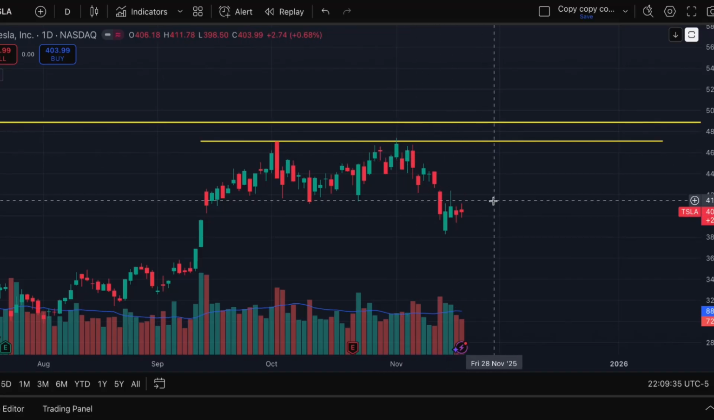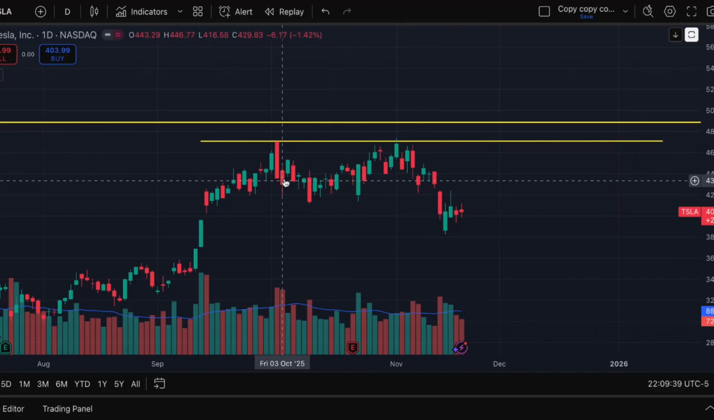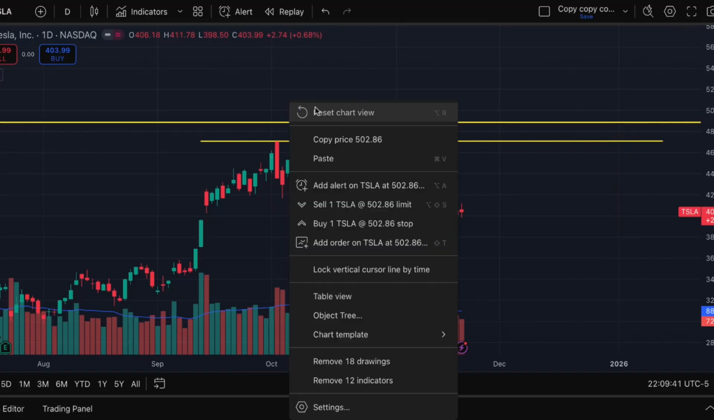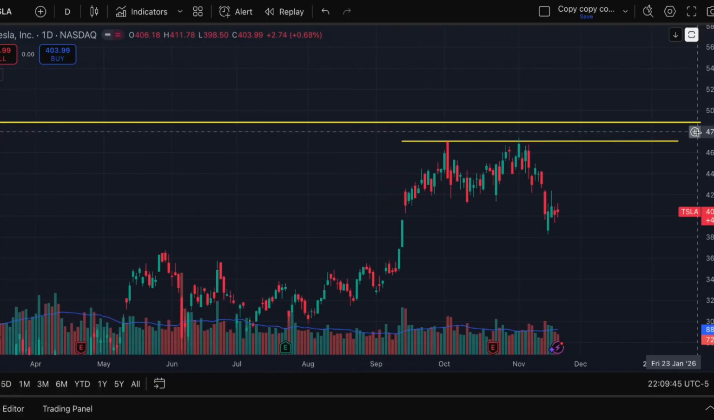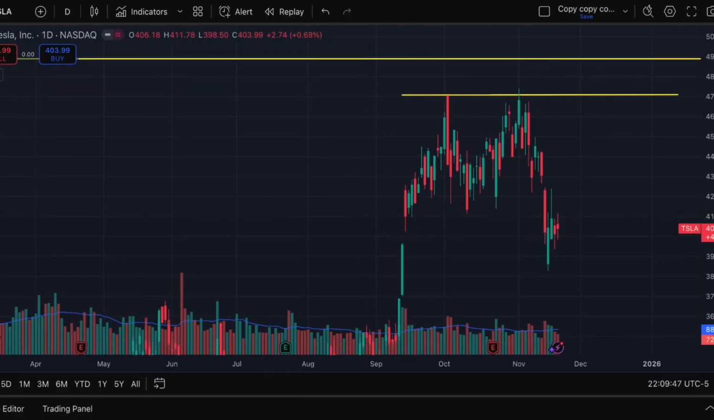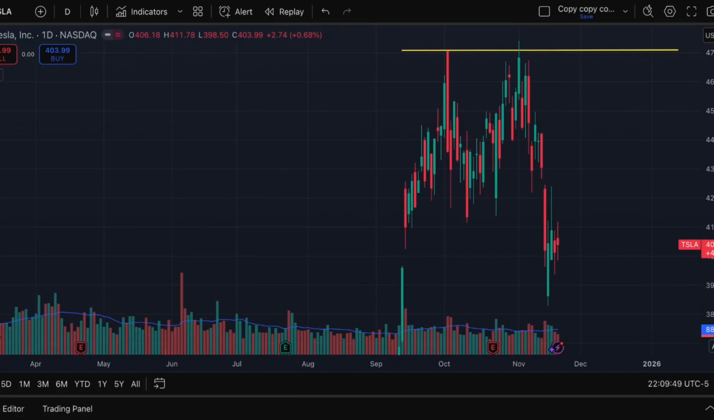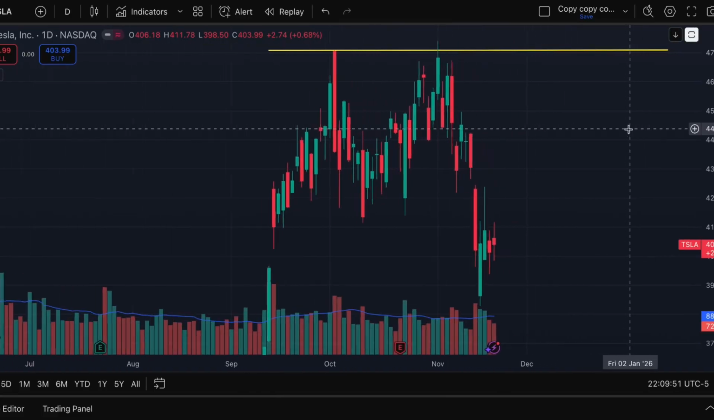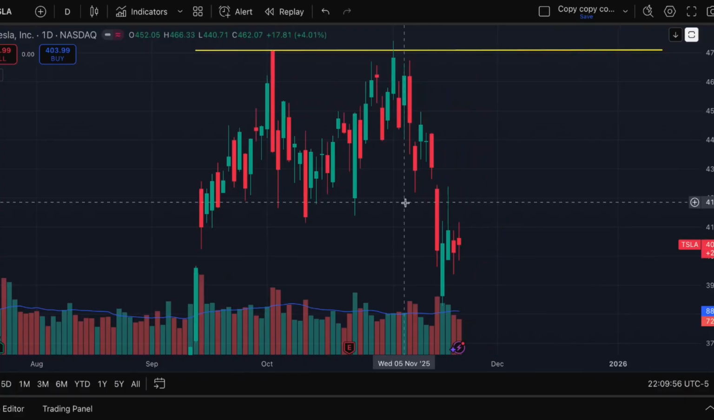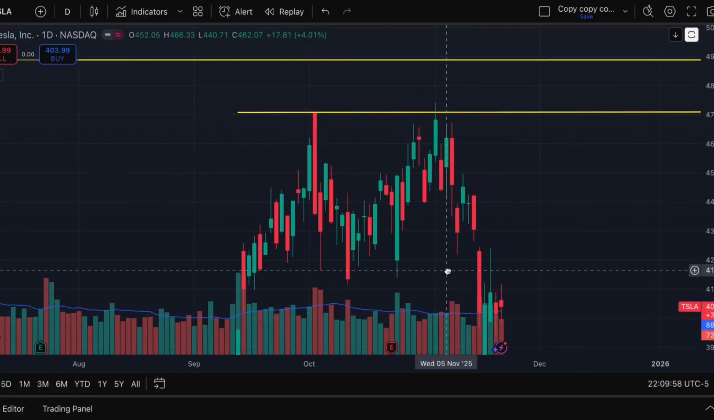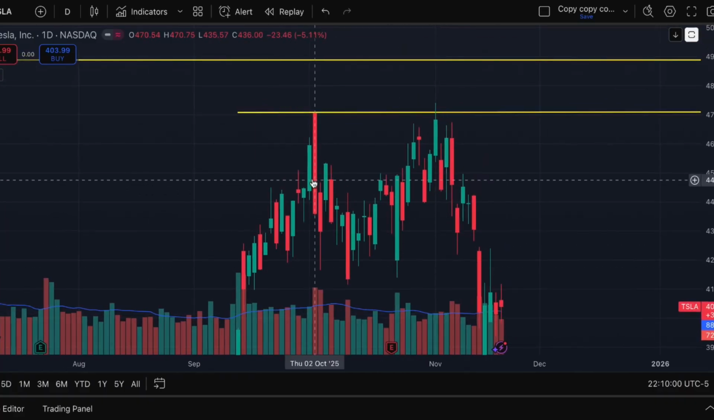Now, this is where you would want to get your entries and your exits. So let's just say, for instance, let me zoom out. Let me zoom in a little bit. There we go. Sorry, I don't have a mouse, so that would be easier. But okay, so we came up, we tapped this area, then we sold off.